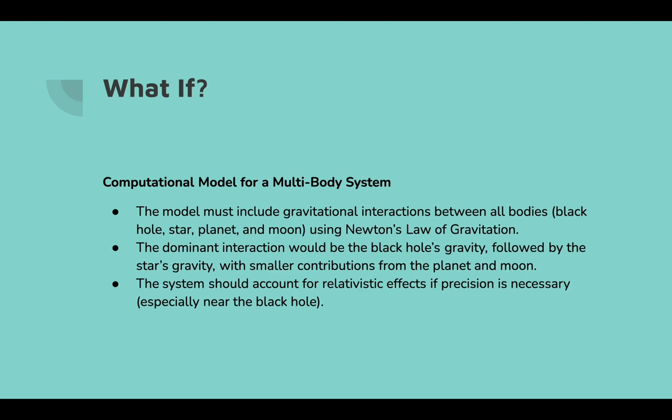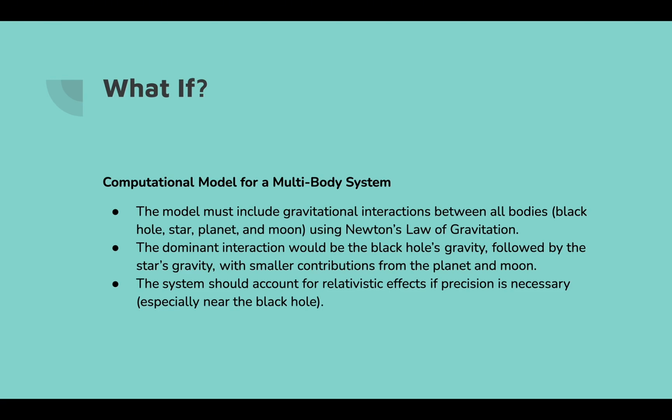So what if, and this is for part 2, the computational model of a multi-body system where we're including not just 3 bodies, but we're also including maybe a black hole, a star. So the model must include gravitational interactions between all bodies. So the star would orbit around the black hole. The planet would orbit around the star, and the moon would orbit around the planet, and the ship would orbit around all of these, so it would be a much more confusing computational model.